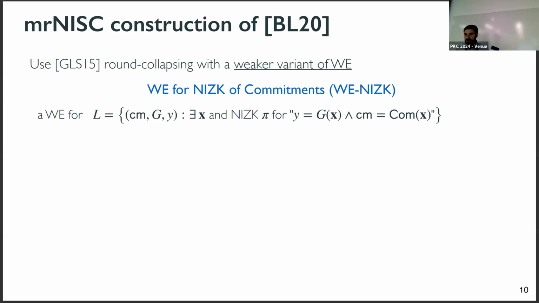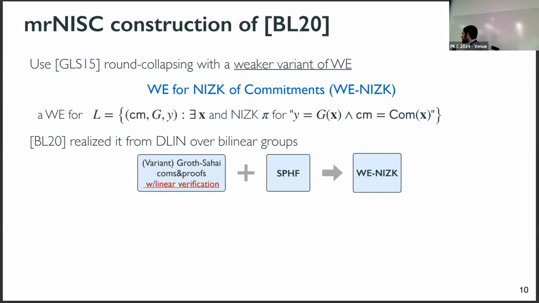It's a witness encryption for this specific language. You can encrypt with respect to a statement that consists of a triple, which is a commitment, a function G, and an output Y. And this triple is considered in the language if there exists an input X and a NIZK proof pi that certifies that Y is G of X and that this is a commitment to X. So they realized this from the decision linear assumption. The construction approach essentially was to take a variant of Groth-Sahai proofs and commitments in which they stripped out the quadratic part of the verification. And then they combined this with smooth projective hash functions in order to obtain this WE for NIZK.